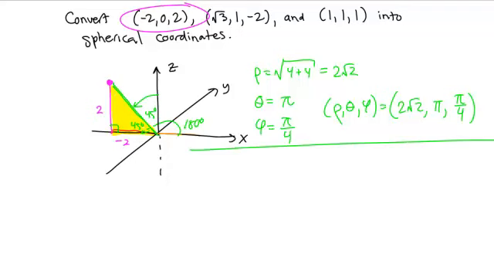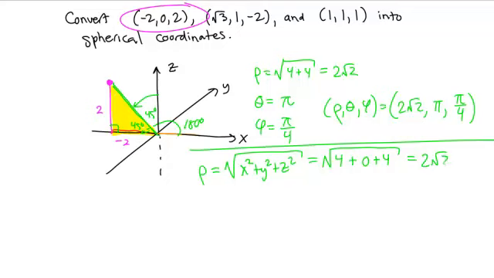Alternatively, we could use the different conversion formulas. For example, the conversion formula for rho said that rho is equal to the square root of x squared plus y squared plus z squared. In this case, -2 squared is 4, 0 squared is 0, and 2 squared is 4. And so we get the square root of 8, or 2 root 2, which checks with the previous result.